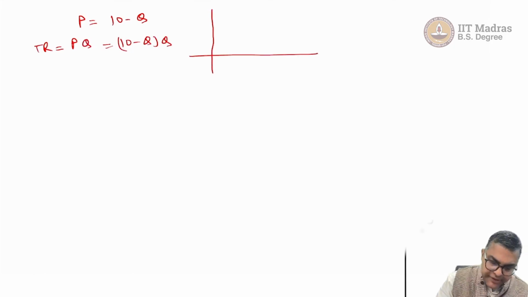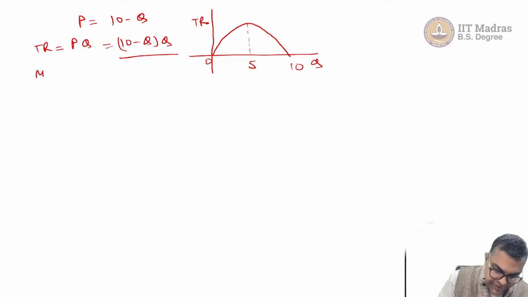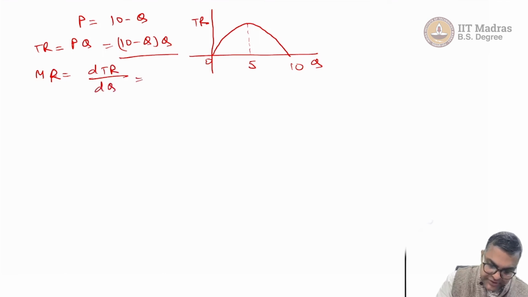If you draw it, it is a quadratic equation. Total revenue here, Q here, it's going to look like this. This is 0, this is 10, and this is going to be equal to 5. And so if you calculate the marginal revenue, it is the derivative of total revenue with respect to Q, which is, let us say, d(10Q minus Q square)/dQ, and this will come out to be 10 minus 2Q.